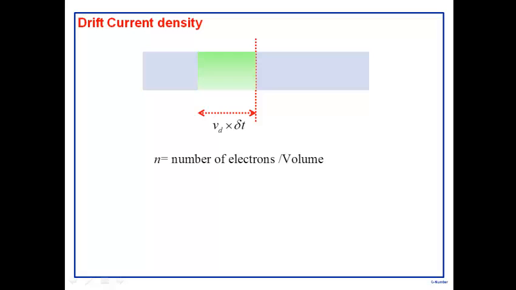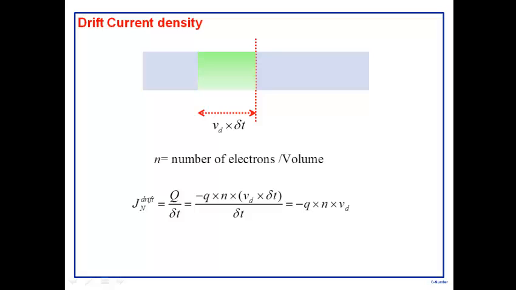Now note that in this small delta t, all these electrons that are here will cross this particular boundary. We are assuming the electrons are moving in this direction from left to right, and the field is from right to left. So I can then calculate the net current density. Current density means how much charge per unit area crosses this particular boundary in the time delta t. And the charge that crosses this boundary will be equal to minus q, the charge of the electron, times n, the total number of electrons per unit volume, multiplied by this length.